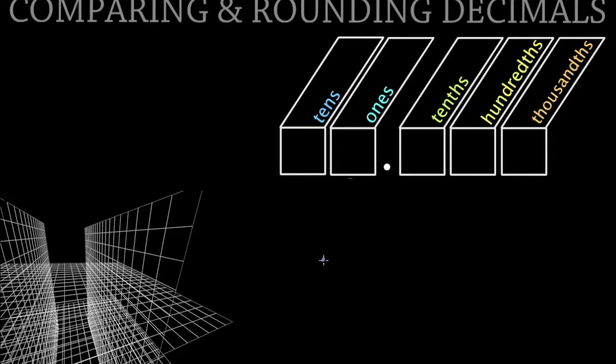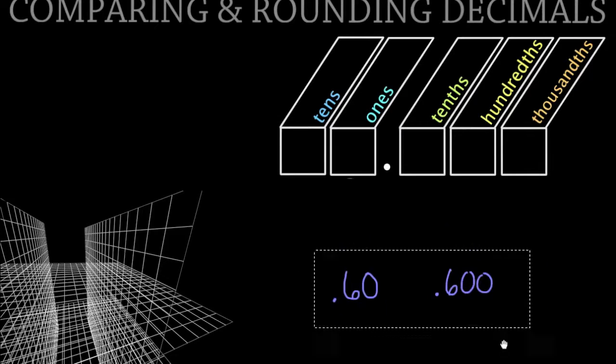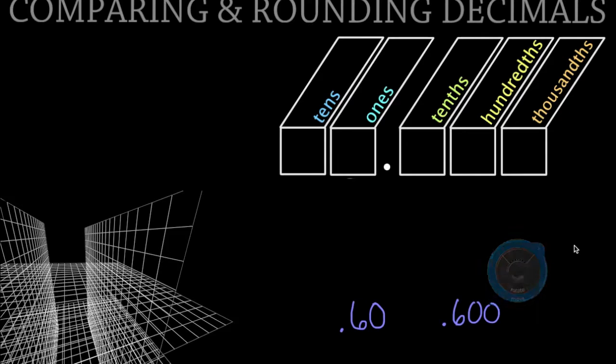Let's say we had 60 hundredths and 600 thousandths. What if you were trying to compare those? That's kind of tricky, because here we got 60 and here we got 600. 600 must be bigger. Well, not so fast.